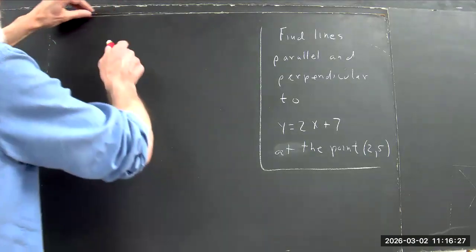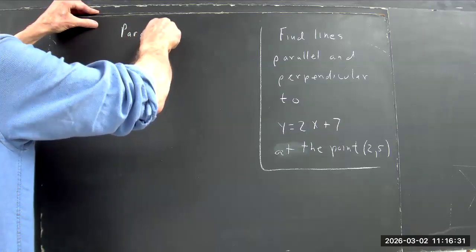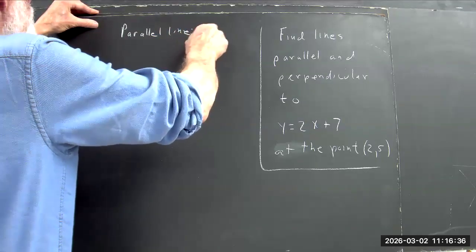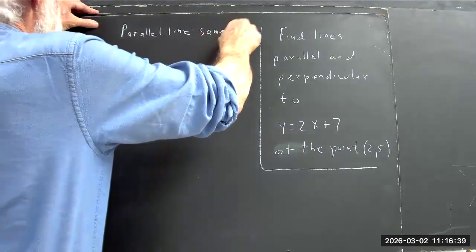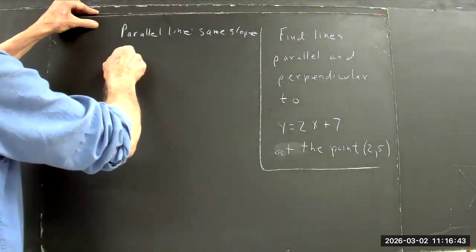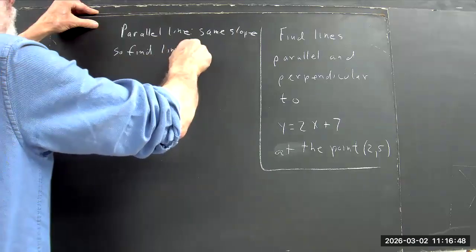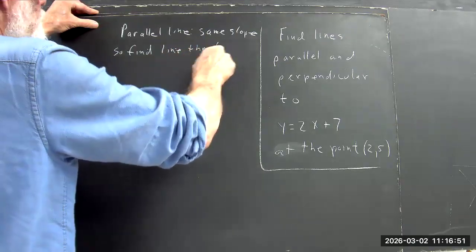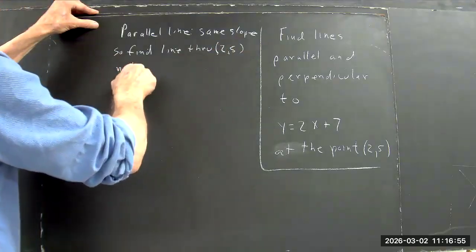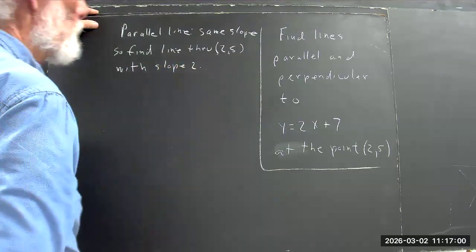First thing is, you have a parallel line. You have the same slope. So we want to find the line through (2, 5). This slope is 2.